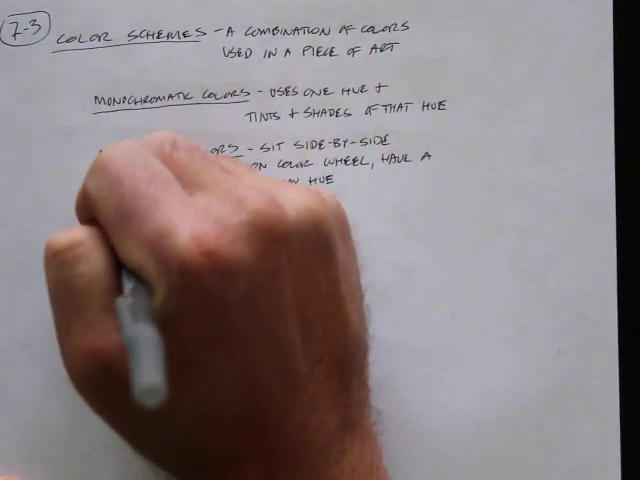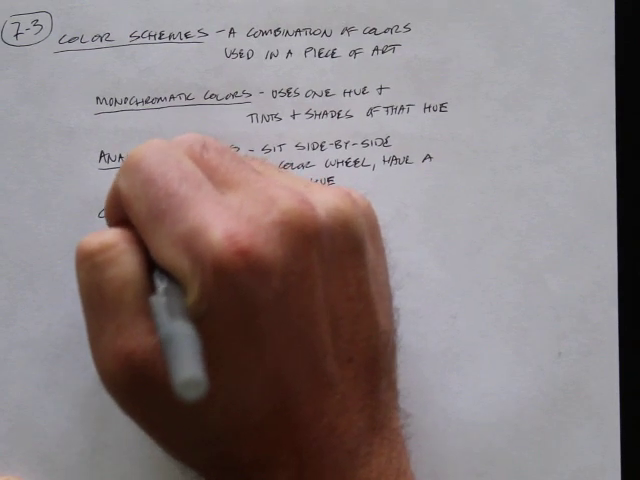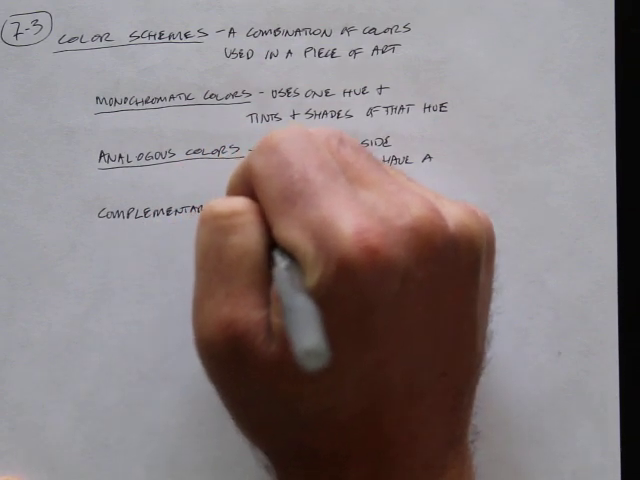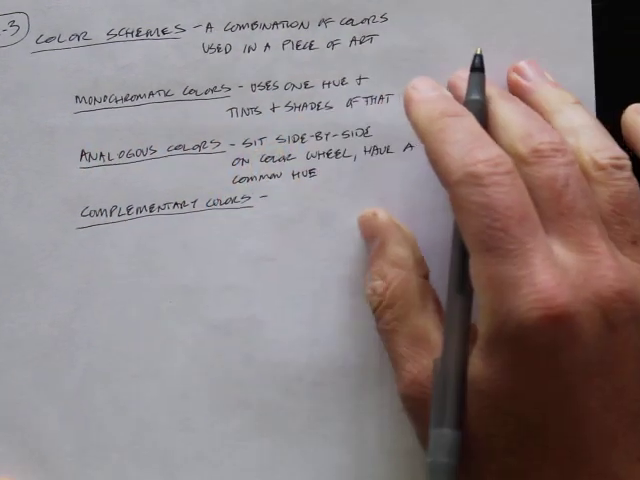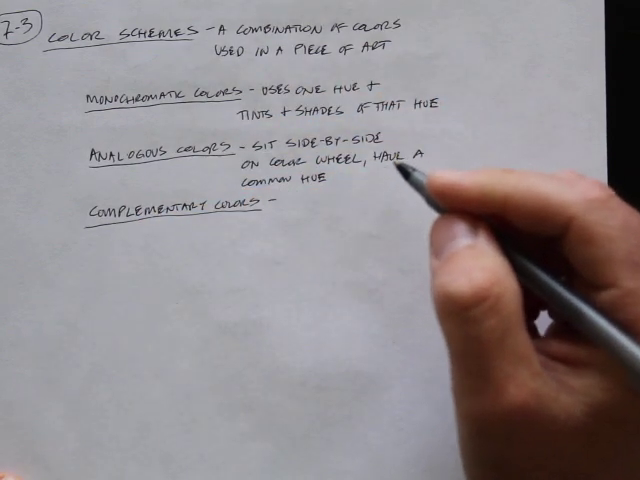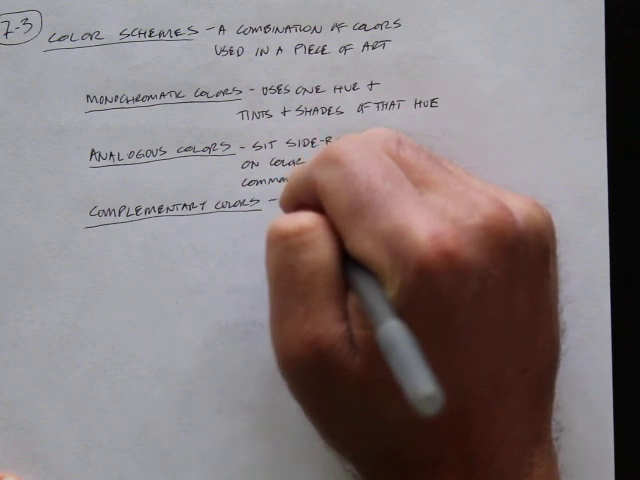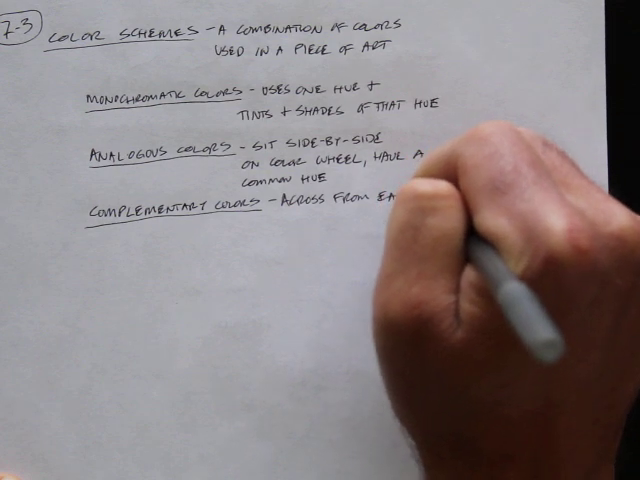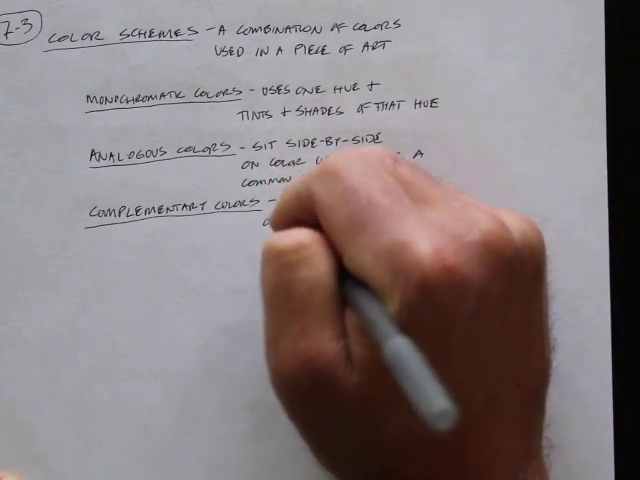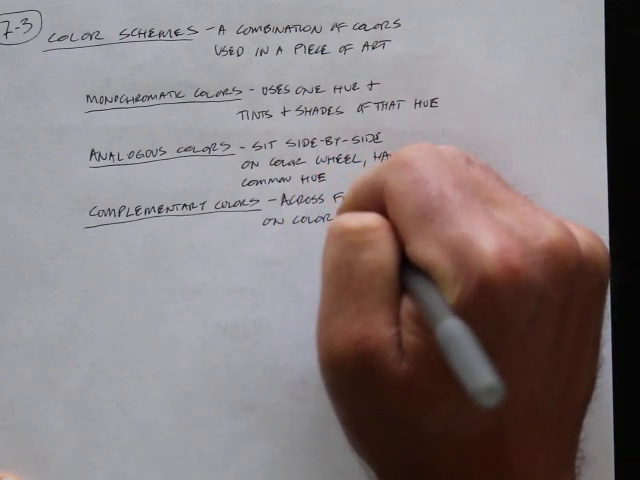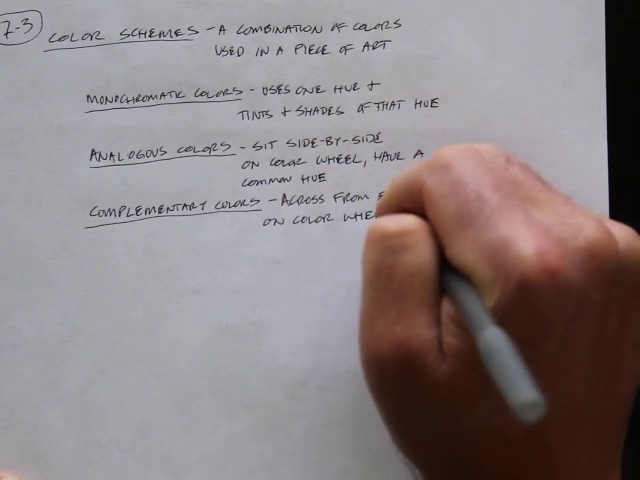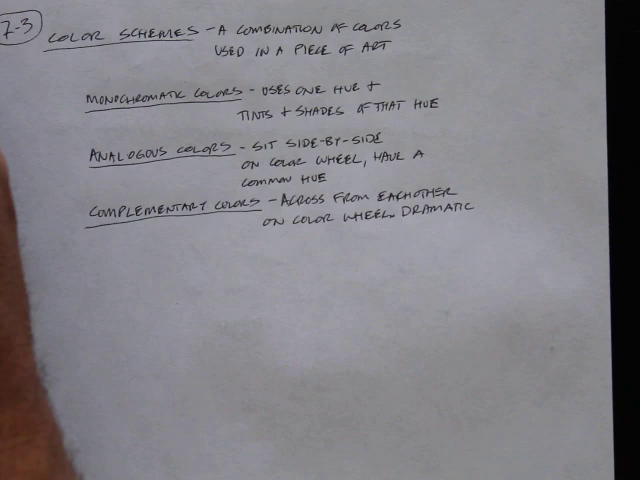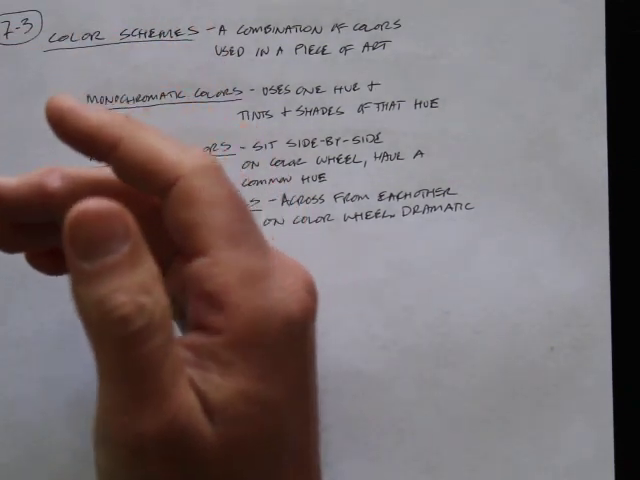Complementary colors. Complementary colors. They're very nice. These are colors that are across from each other on the color wheel. And these tend to be dramatic when they're next to each other. So artists will use complementary colors to make things stand out.